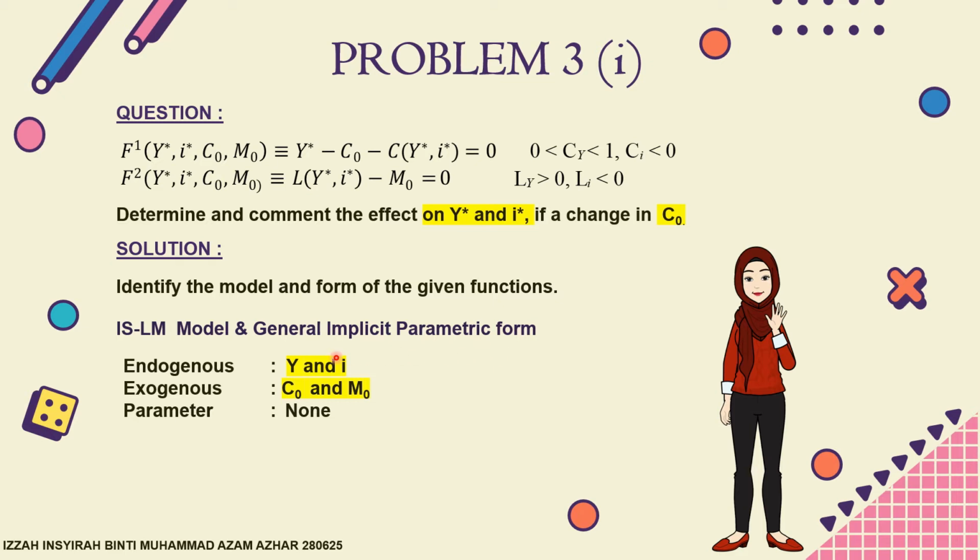So, from this problem, we get endogenous and also exogenous variables. For endogenous, we have Y and I, but for exogenous, we have signal and null. For parameters, we don't have any in this problem.